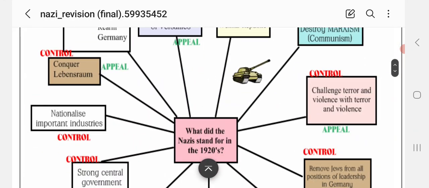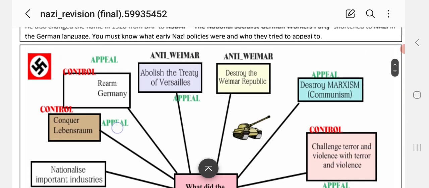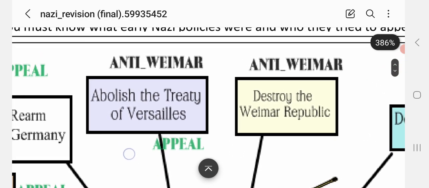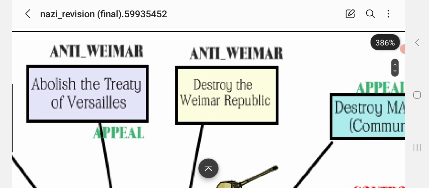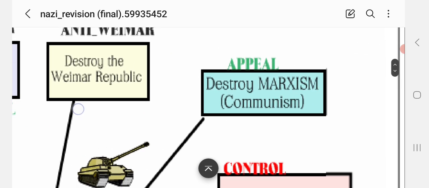So, what did the Nazis stand for? There were some anti-Weimar things. They wanted to abolish the Treaty of Versailles, which would appeal to the German people. They wanted to destroy the Weimar Republic. And they wanted to destroy Marxism. They didn't want any communism.